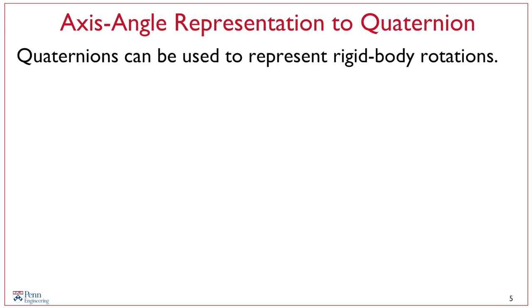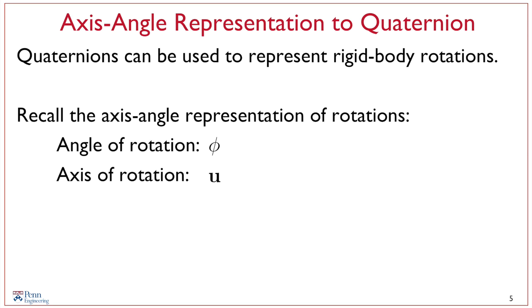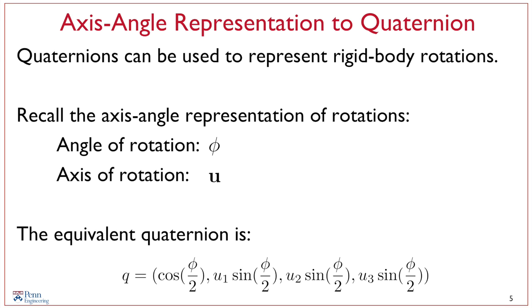Quaternions can be used to represent rigid body rotations. In particular, we can easily convert an axis angle representation of a rotation to its quaternion representation. Recall that in the axis angle representation, we found an angle of rotation phi and an axis of rotation u. The equivalent quaternion in terms of these two parameters can be found using the following equation.